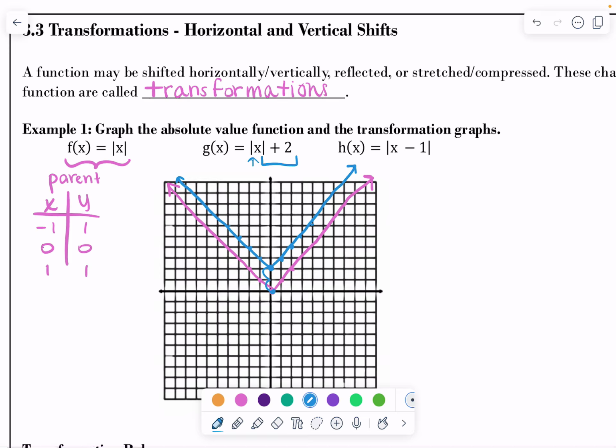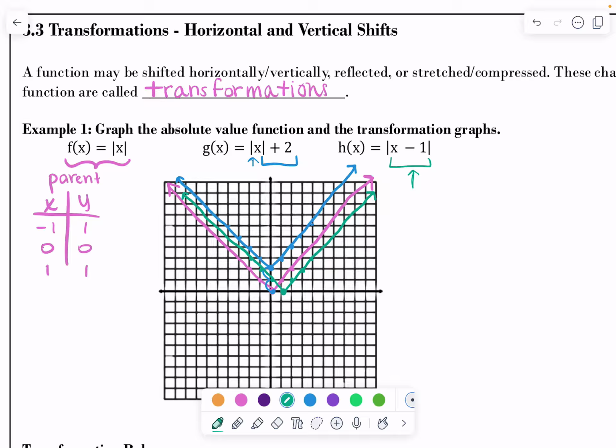And then this third one, h of x, is x minus 1, but notice the difference. It's inside the parentheses. When you see it inside the parentheses, hopefully you remember it's shifting left or right, and it's the opposite of what you think. So if it's a -1, it's going to be shifted to the right one instead of to the left one. So from the origin, 0, 0, it's moving to the right, and it has the same slope on both sides. I will try to draw as straight of a line as I can, but we all know that I'm not very good at that.